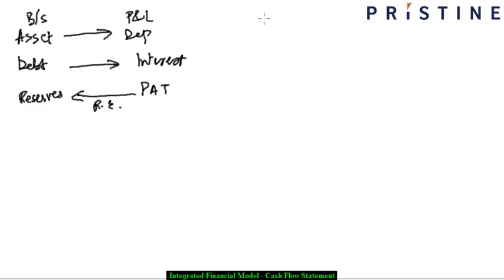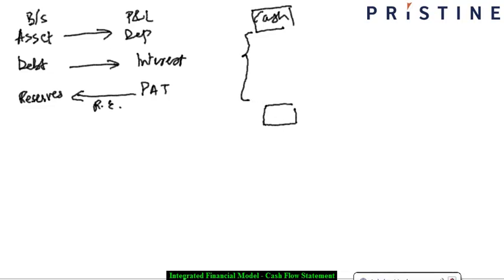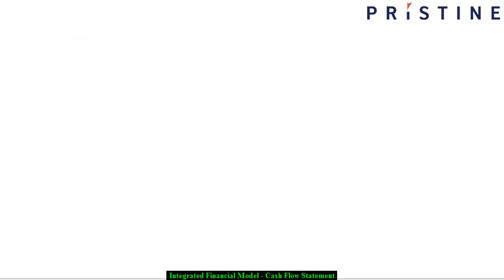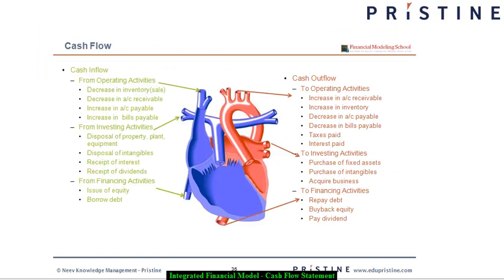And now we come to the actual reality of life. That's basically cash. Is that okay? So now we are going to create the cash flow statement, and whatever is the cash that's there at the end of the year would be flowing from the cash flow statement to our balance sheet in the form of a current asset called cash. Is that okay? But before we start creating the cash flow statement, let's first of all review what the cash flow statement is all about.